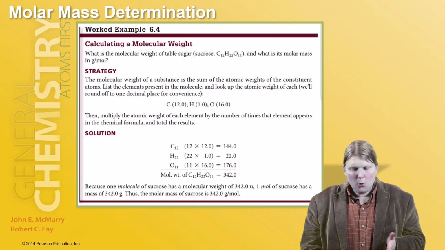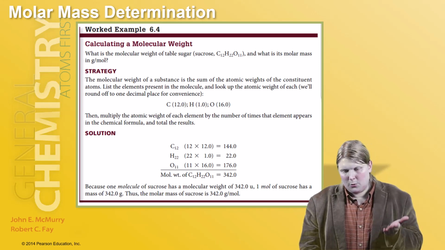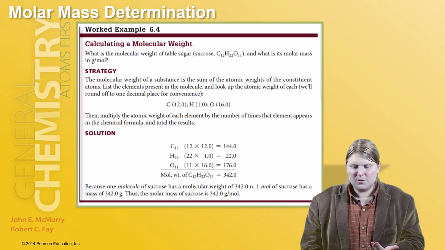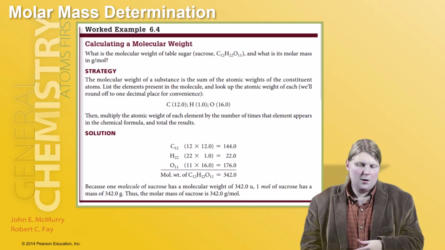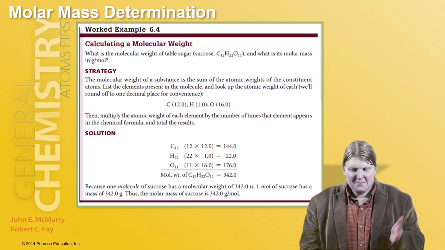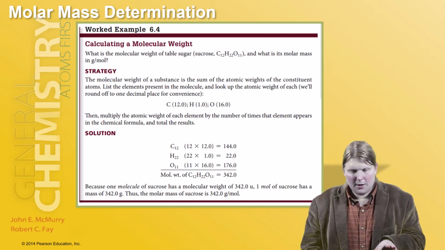So 1 mole of sucrose has a mass of 342.0 grams. And we get that, again, by taking 12 carbons out of the formula, 22 hydrogens, and 11 oxygens. Multiply them by their approximate masses. They round off to 1 decimal place just to make this really easy, and you can get an approximate mass of 342. And these will be close enough for lab work.